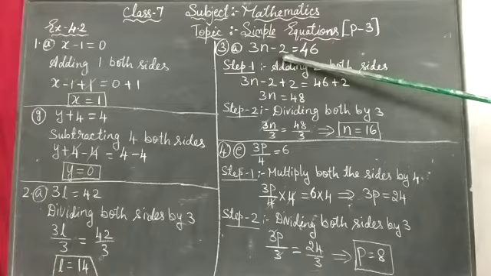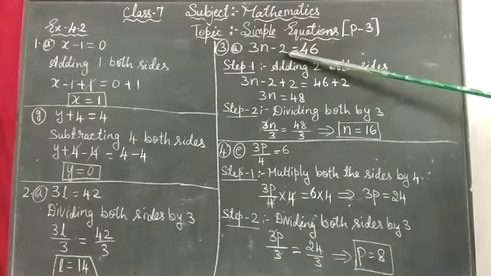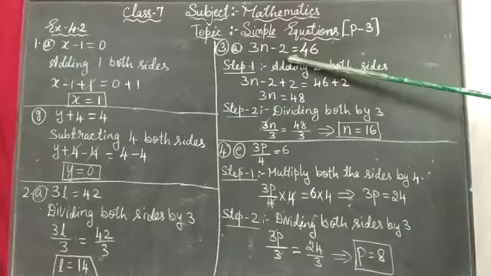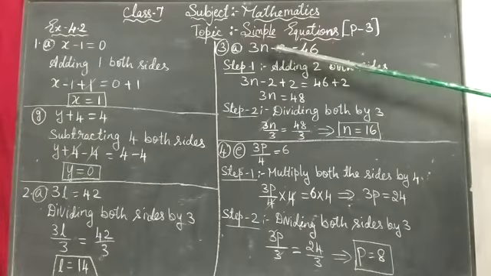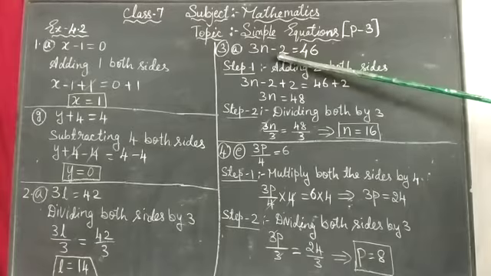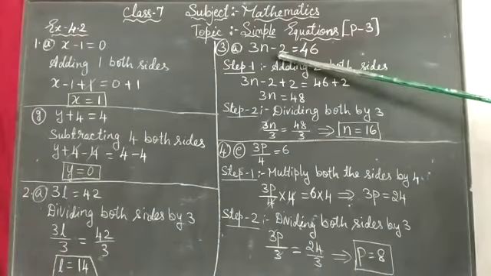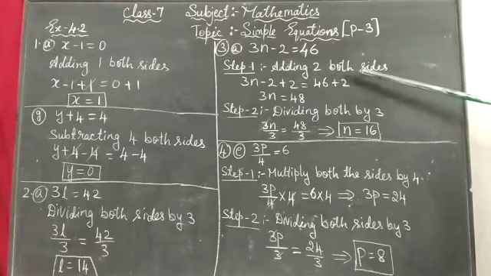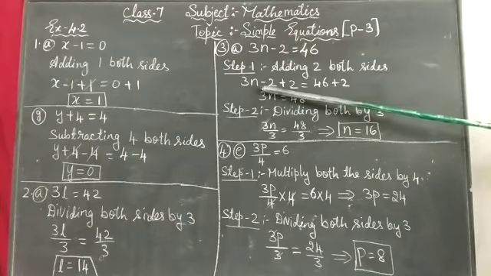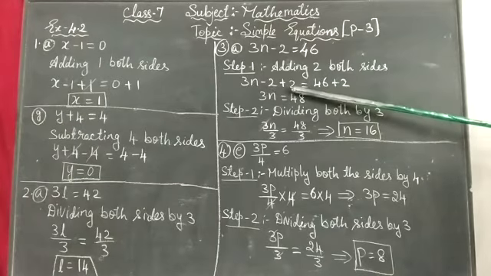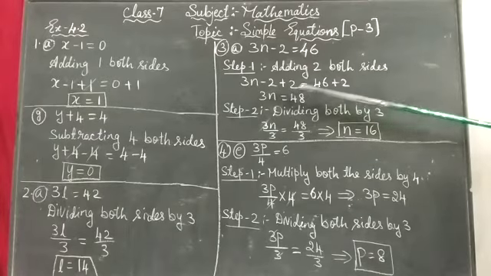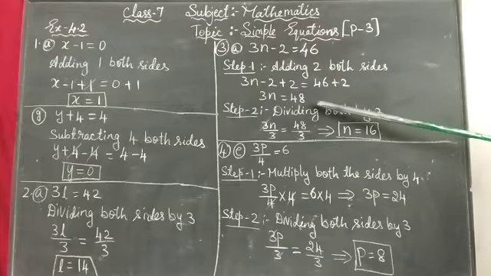The first step is to take the one number which is a constant, the other without the variable. First I will take this number and remove it. What is there? 2. And what sign is there? Minus sign. What is the opposite of minus? Plus. So what do I have to take on both sides? It is plus 2. Adding 2 both sides. What happens? 3n minus 2 plus 2, 46 plus 2. So minus 2 and plus 2 will make it 0. What remains? 3n. And here 46 plus 2 is 48.